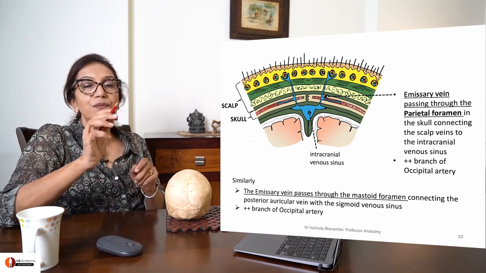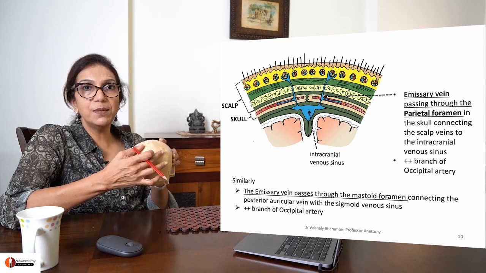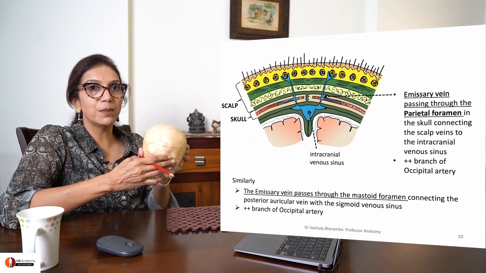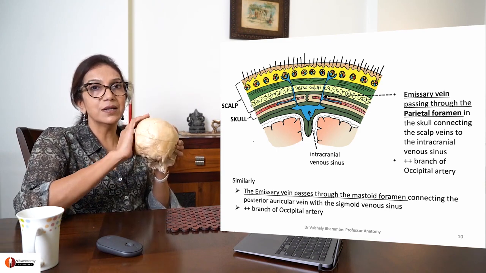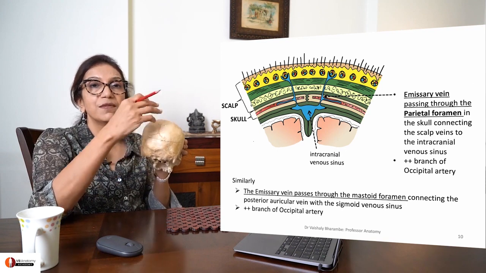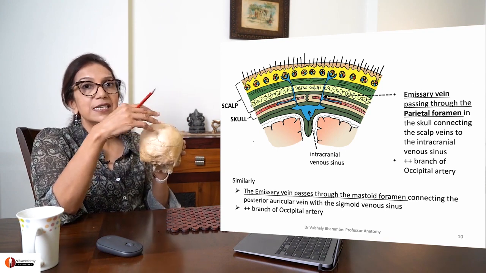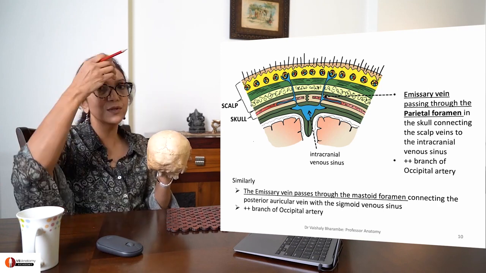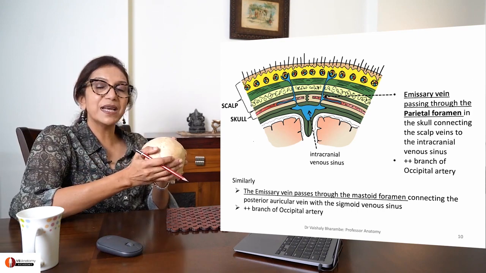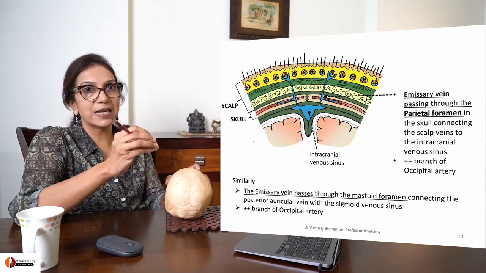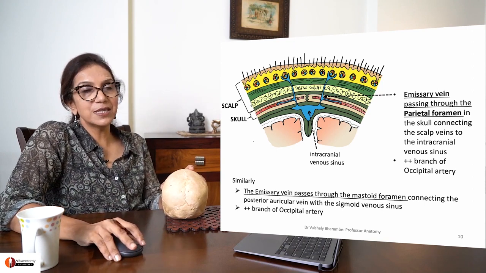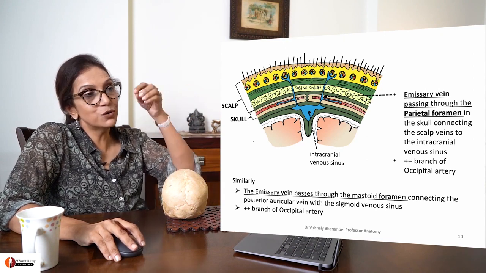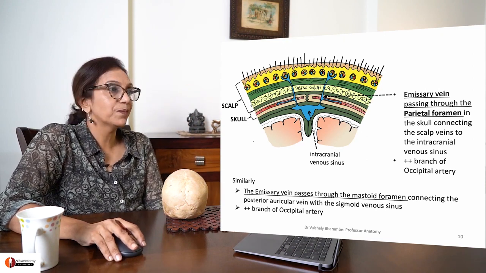So, we saw 4 foramina: 2 parietal foramina, 2 mastoid foramina. Parietal foramina and mastoid foramina basically communicate the structures superficially with those which are lying inside, the intracranial venous sinuses. In case of parietal foramen, it is the superior sagittal sinus. In case of mastoid foramen, it is the sigmoid sinus. So that's why these foramina are there, and in both cases, branches of an artery may also pass inwards through these foramina.